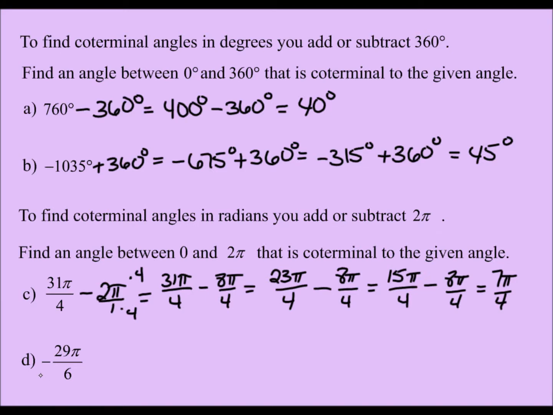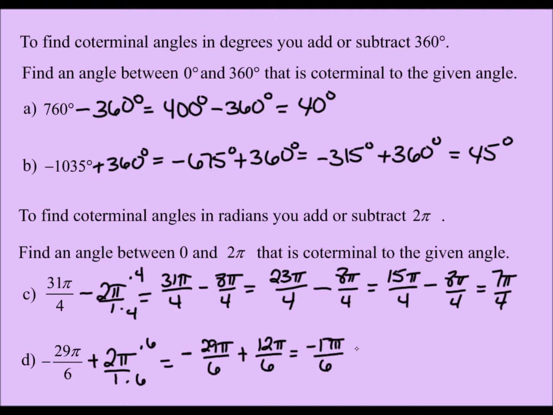Now I'm going to find the coterminal angle of negative 29 pi over 6. In this case, I'm going to add 2 pi. Again, I have a fraction, so I'm going to find a common denominator. In this case, it's going to be 6. So I'm going to multiply the top and the bottom by 6. And I have negative 29 pi over 6 plus 12 pi over 6. When I add these together, I get negative 17 pi divided by 6.